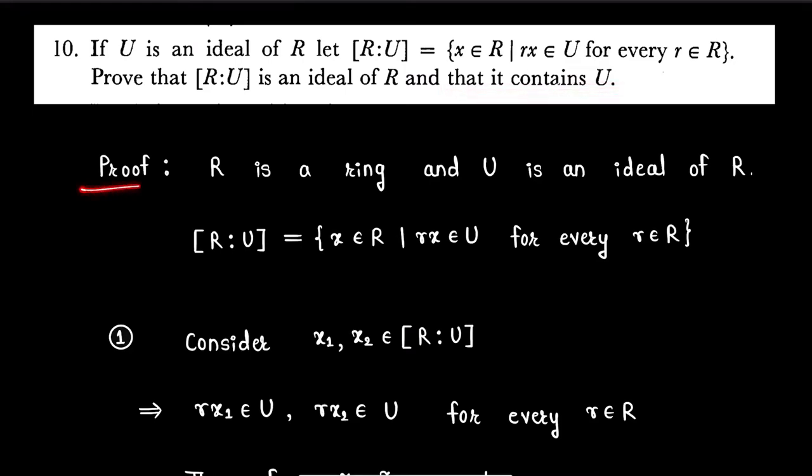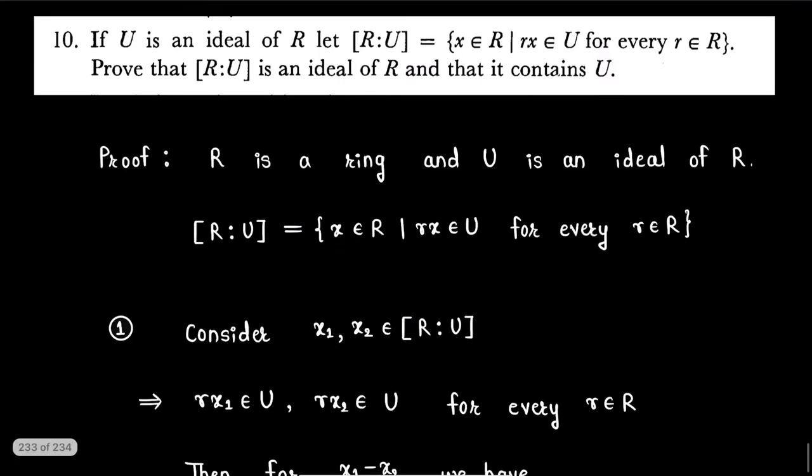So, proof. We are given that R is a ring and U is an ideal of ring R, and this set is the set of all elements x from ring R such that rx is an element of U for every element r from ring R. We have to prove that this set is an ideal of ring R.